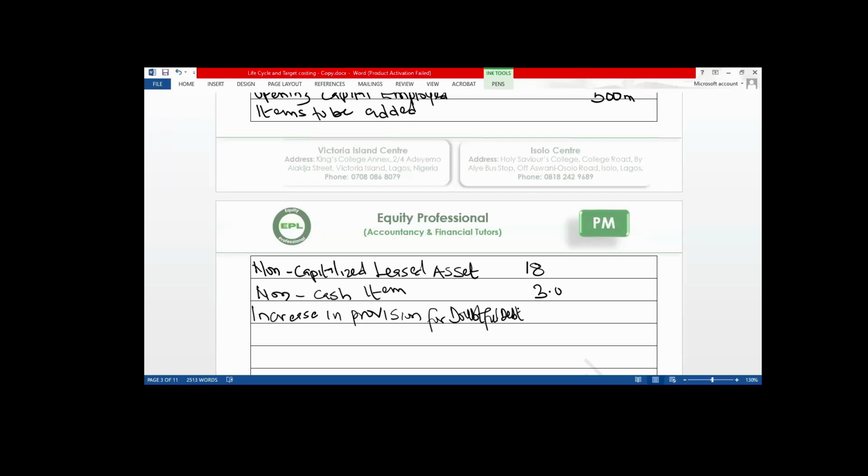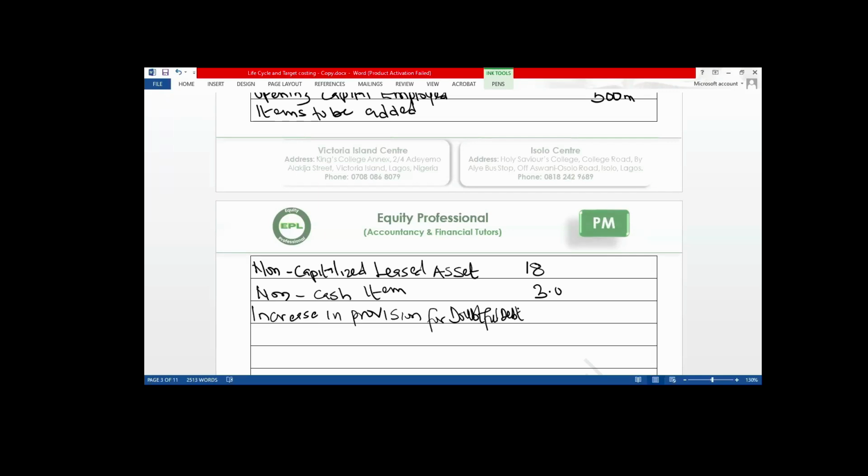That increase in provision is in your balance sheet, the statement of financial position. That means the company has increased provision in the balance sheet. The provision in the balance sheet is more than the provision in the income statement. That increment must be added back to your capital employed figure.